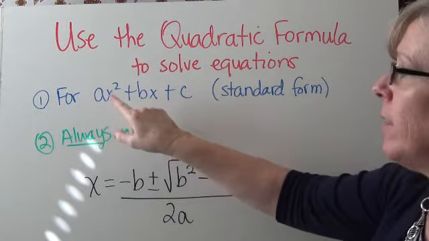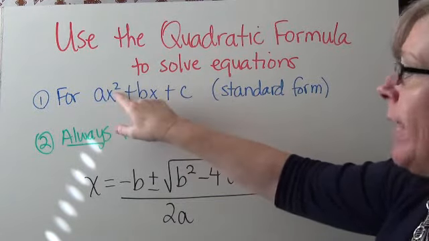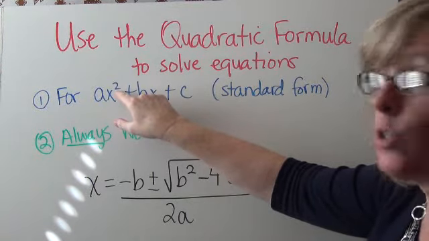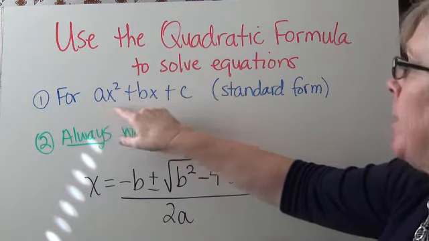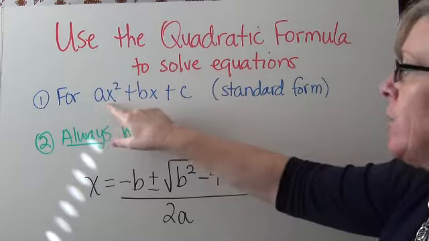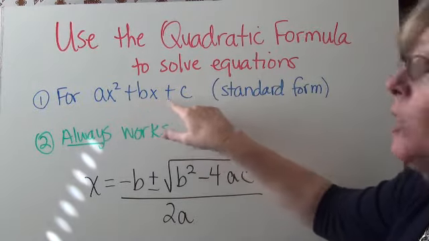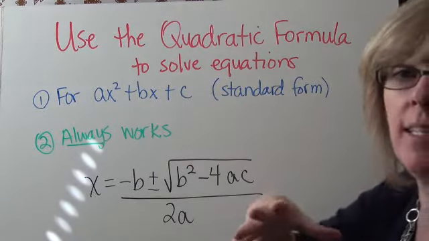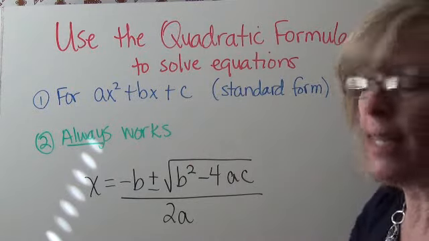First of all, the quadratic formula is for quadratic equations, meaning there's an x squared as the highest term, in standard form. ax squared plus bx plus c equals 0 is the standard form. So if it's not in standard form, we need to rearrange it and get it there.